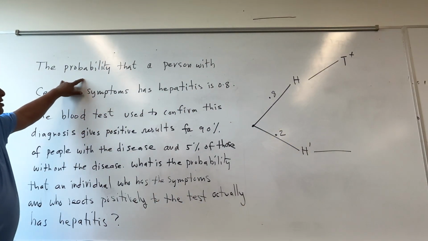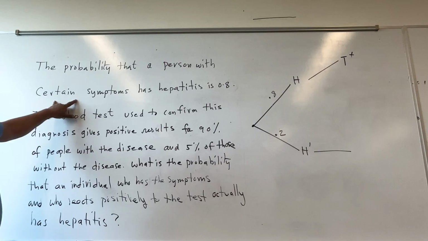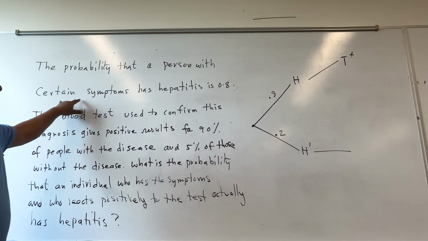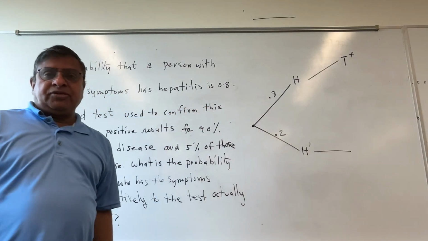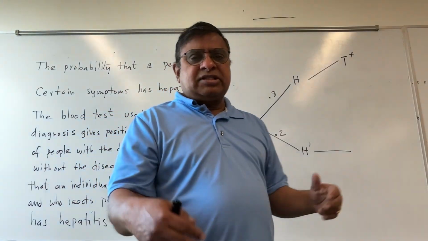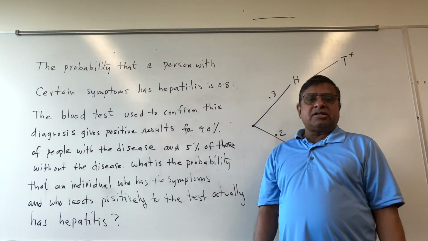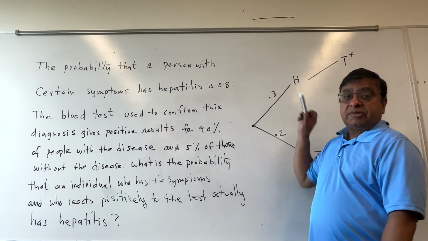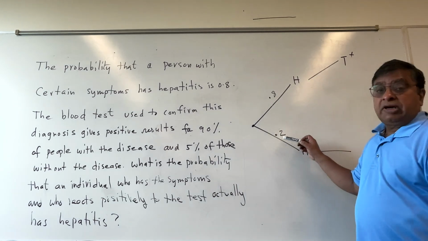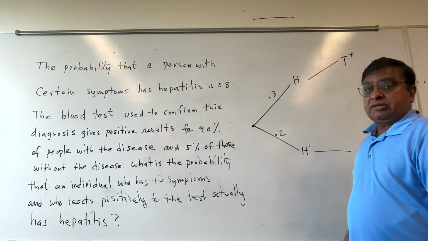The problem is the probability that a person with certain symptoms has hepatitis is 80%. So you go to the hospital with all these symptoms, whatever those things might be, and the chances are you have hepatitis 80% of the time. 20% of the time you don't have hepatitis.